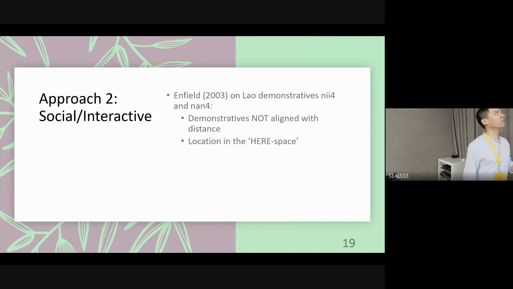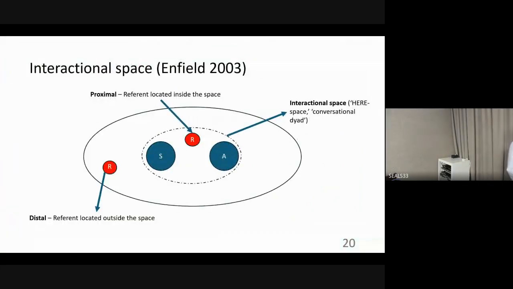In this study, Enfield found that demonstratives do not align with distance, but it's more about location in this here space. So the here space is like an interactive field. For example, when we talk to each other, we have this interactional space, and everything within the space is proximal, but anything outside is distal.